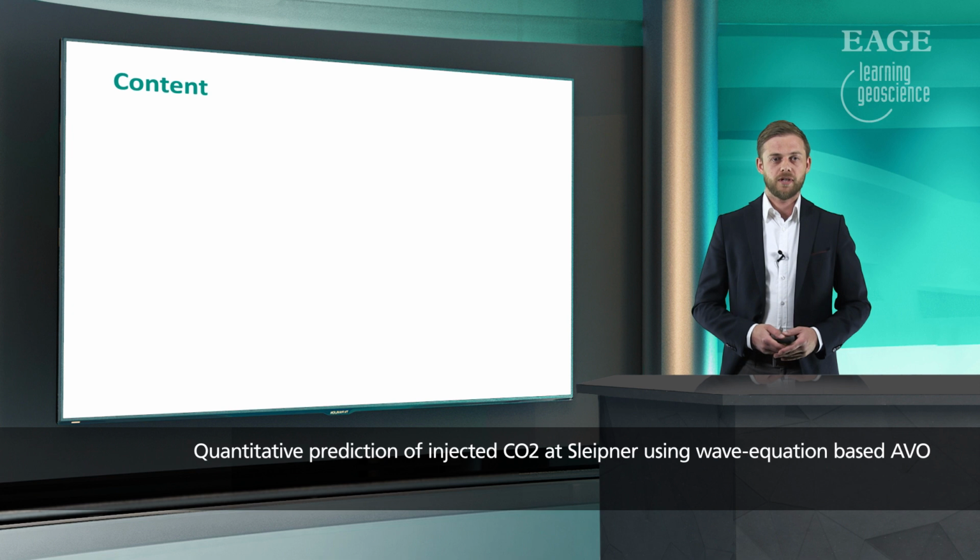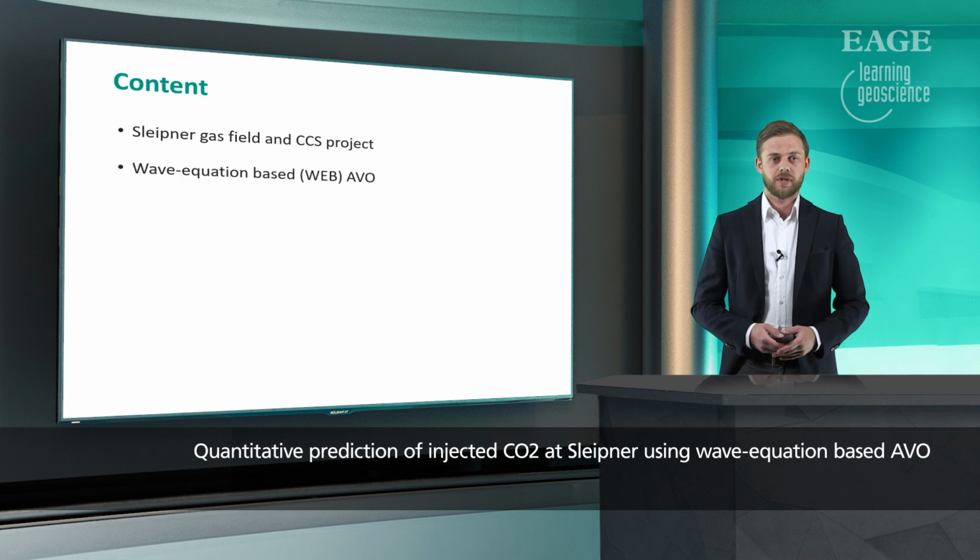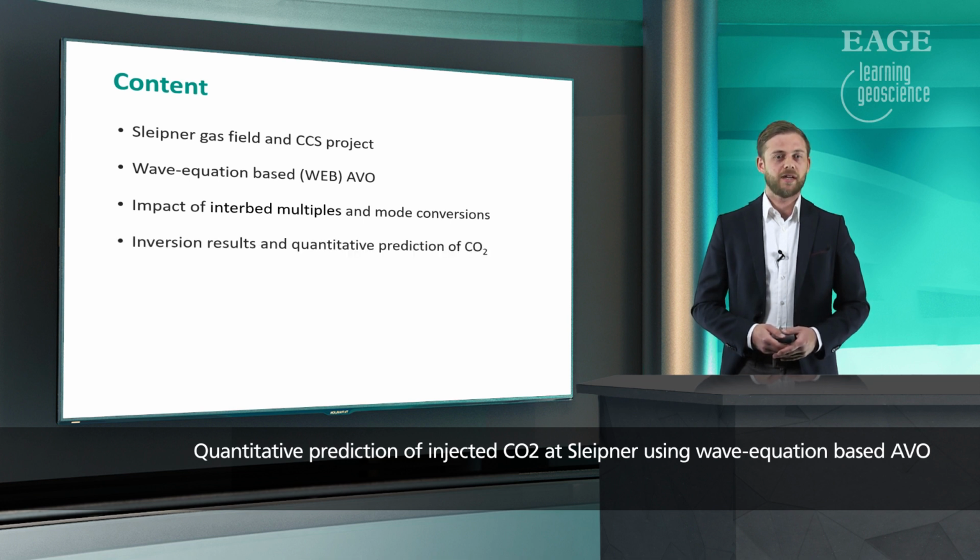So this is what I have on the agenda today. You see the Sleipner gas field and CCS project. We will give a high-level introduction to wave equation-based AVO. We will discuss the impact of multiples and mode conversions. Then we'll look at the inversion results and how we quantitatively predict the amount of CO2 in the subsurface. And at the very end, we will finish with a couple of conclusions.